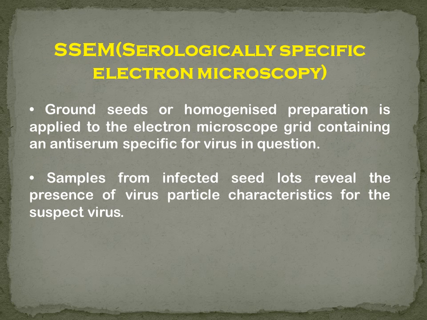Now, next is serologically specific electron microscopy. That is called SSEM. So, ground seeds or homogenized seed preparation is applied to the electron microscope grid containing an antiserum specific for the virus in question. So, whatever virus you want to detect, you have to homogenize the seeds and apply them under the electron microscope. Samples from infected seed lots reveal the presence of virus particles characteristic for the suspect virus.